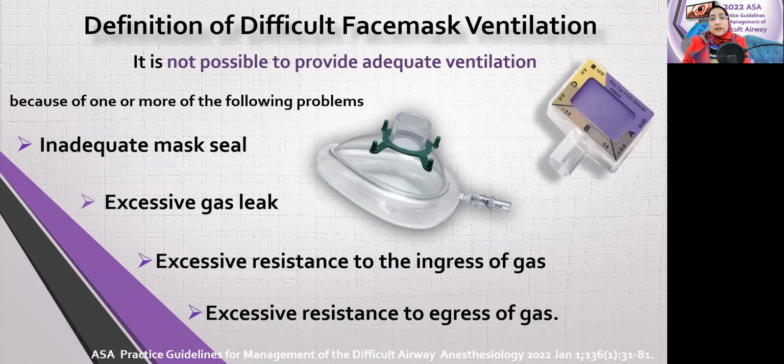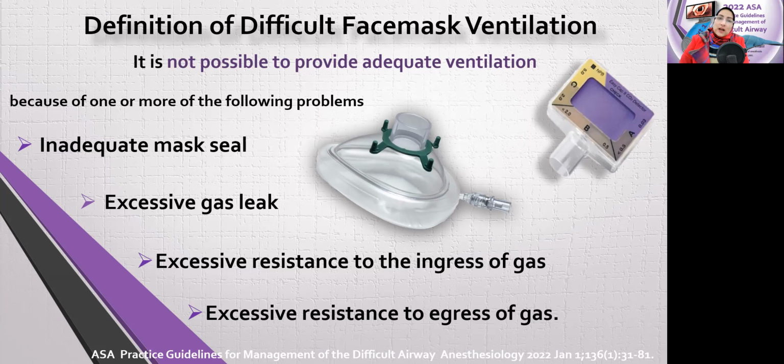The ASA defines difficult face mask ventilation as when it is not possible to provide adequate ventilation, known by carbon dioxide in the exhaled gas detected by end-tidal CO2 or capnogram. They define it as not possible to provide adequate ventilation because of one or more of the following: inadequate mask seal, excessive gas leak, excessive restraint to the ingress of gas, or excessive restraint to the egress of gas.